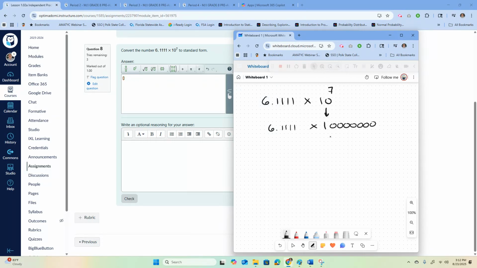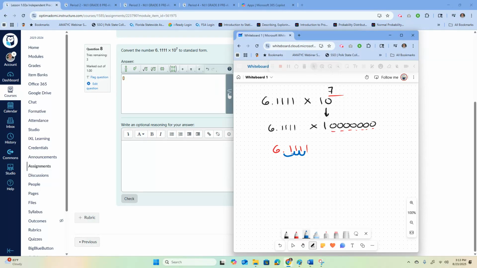But don't do it in the calculator. It doesn't fit in the screen. So here's the shortcut. Count how many zeros you have, and you're going to see that it's the same amount as the exponent. So you're going to take the decimal point of 6.1111 and move it 7 times to the right because the exponent is positive. It's a big number.